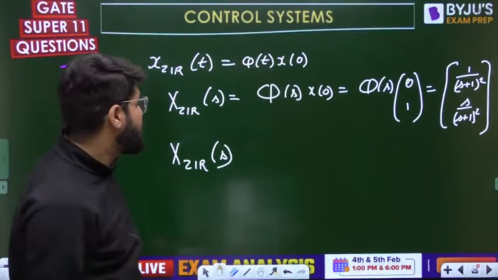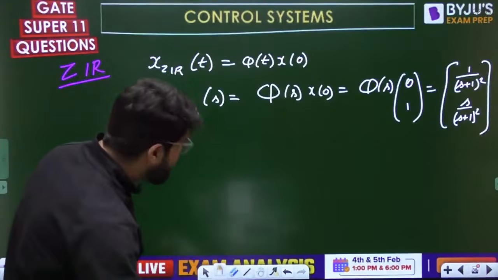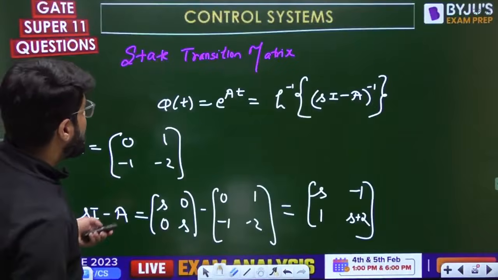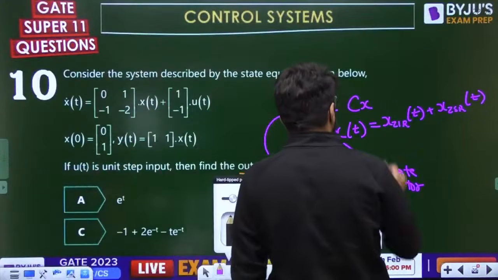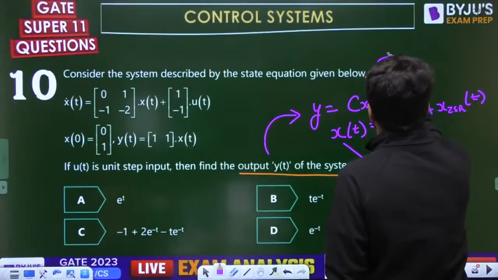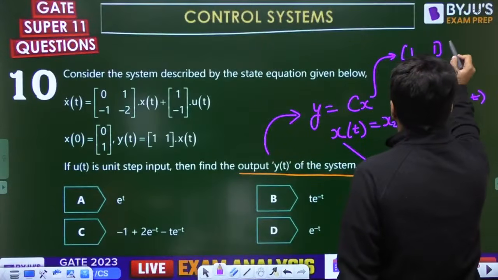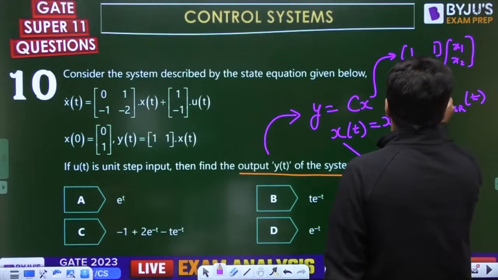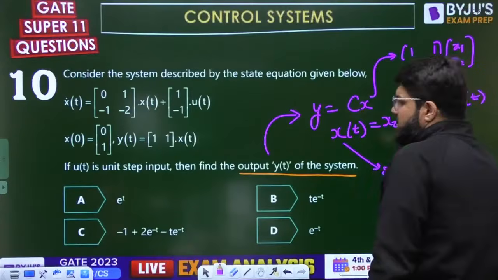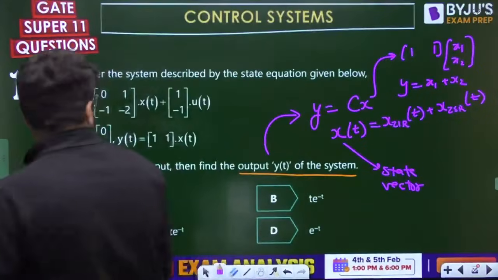Forget it. I will not take the inverse Laplace here also. Why will I not take it? Have a look into this equation. What is the output equation? 1 1 times x(t). That is x1 x2. Clear? So what is the output? x1 plus x2. Please pay attention. What is the output? x1 plus x2.